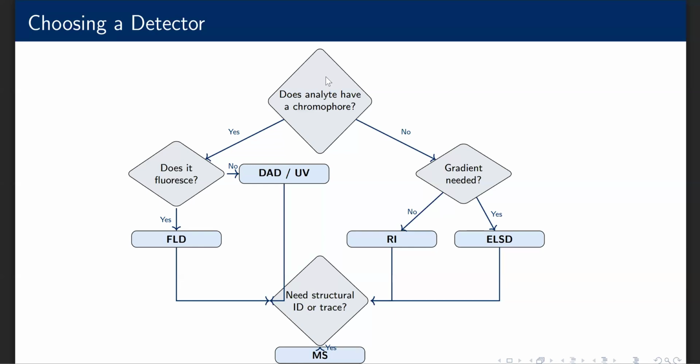If the analyte has no chromophore, go right and ask whether you need gradient elution. If no, refractive index works well. If yes, RI is not an option because of baseline drift. So use ELSD or charged aerosol detection. Finally, regardless of which path you took, if you need structural identification or are working with trace levels, mass spectrometry is the answer. In practice, many modern labs run DAD and MS in parallel to get both quantitation and identification from a single injection.